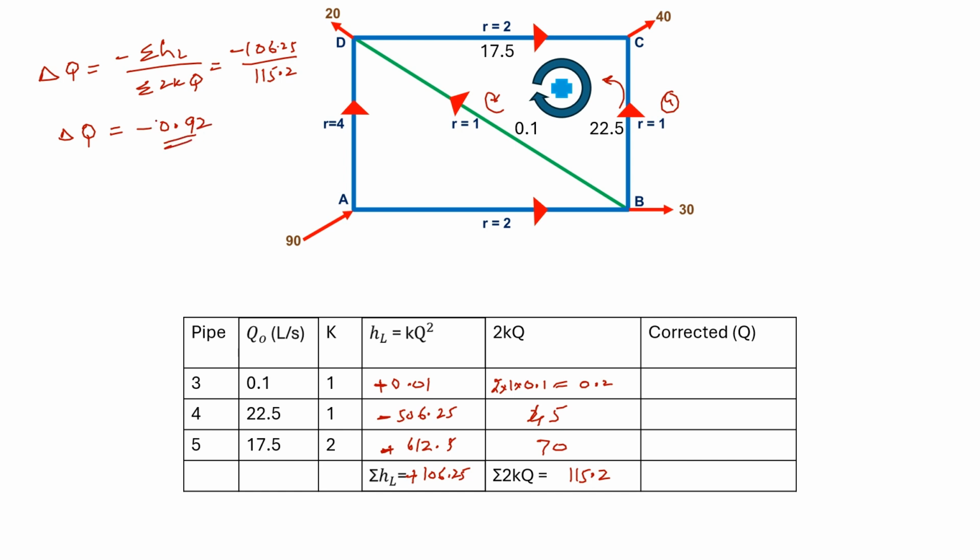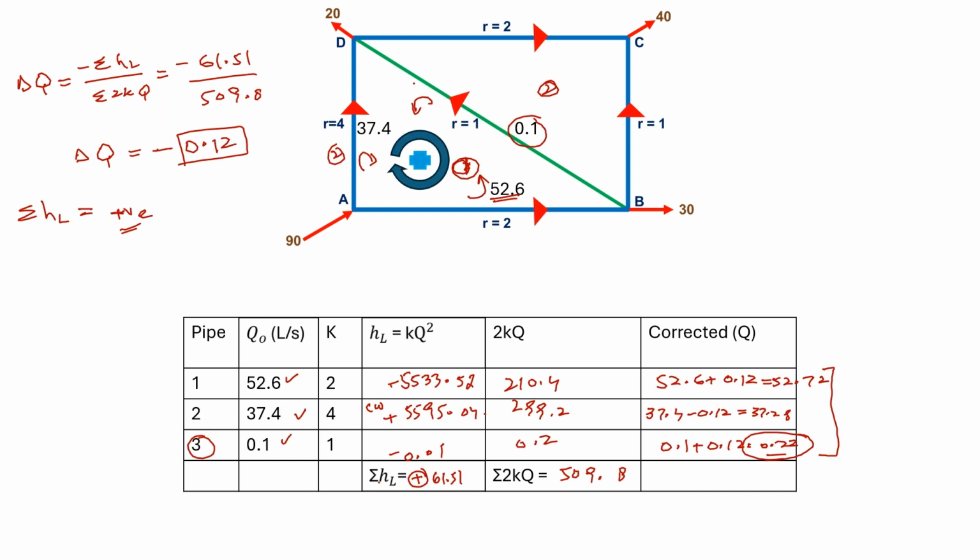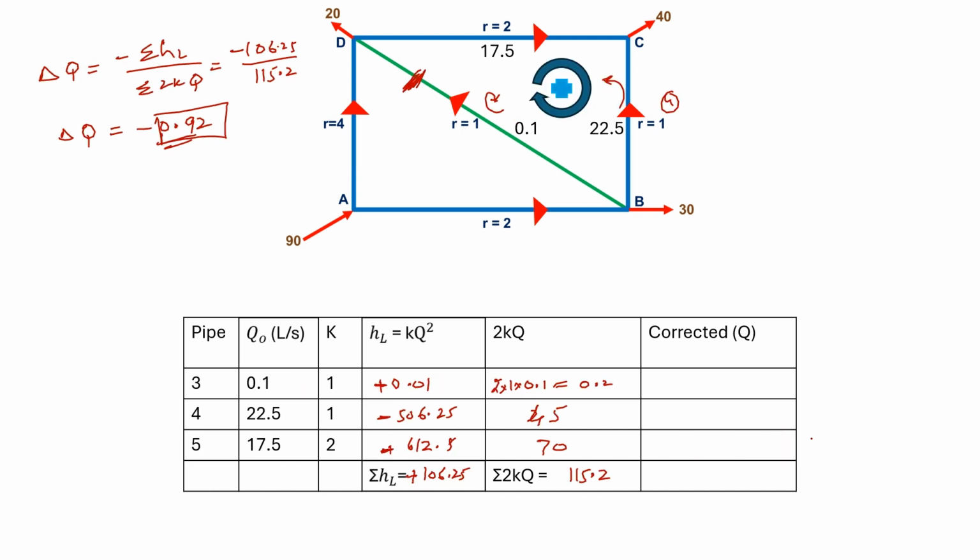It means that we need to apply a correction of 0.92 to each pipe of the second loop. But take care while applying it on this shared pipe, because this pipe is already corrected with a value of 0.22. It means that you have to write a separate value of 0.22 for this pipe in the loop, just for the corrected Q, not for this purpose, for this column.